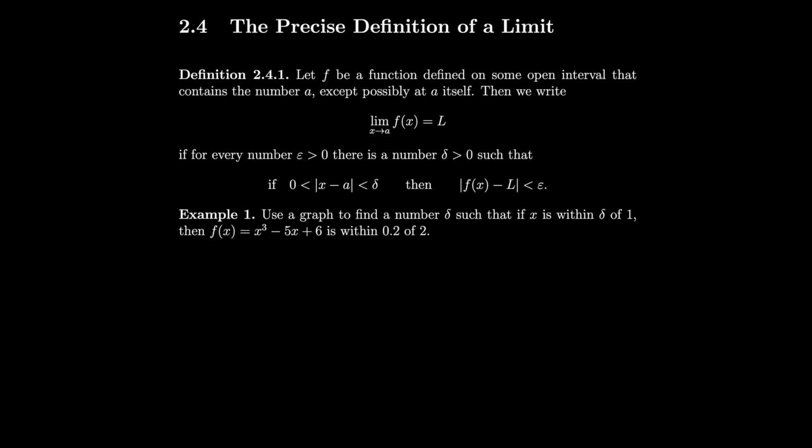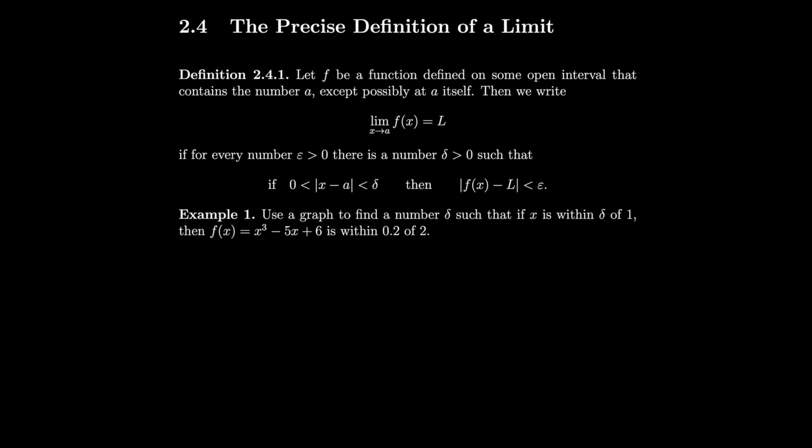is less than epsilon. So this is a fancy way of saying that if the distance between x and a, that's this, is less than delta, then the distance between f of x and our limit is less than epsilon. So we're basically saying that for any possible distance that you would want the limit to be close to the function, it is possible to force the limit to be within that distance by taking x to be within some distance of the number we're approaching.